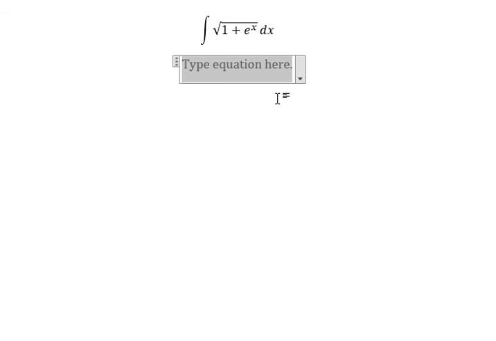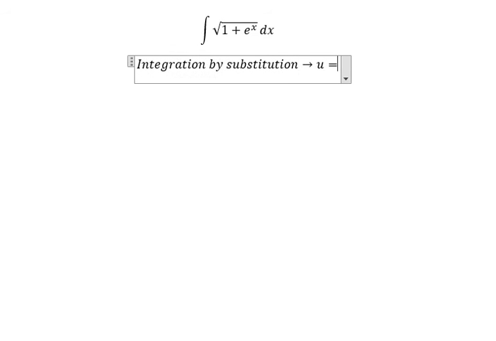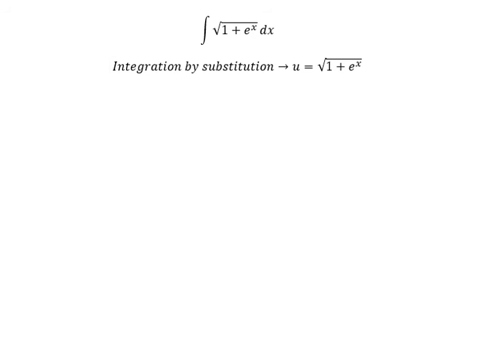We need to use integration by substitution. We put u equals the square root. Later we square both sides. So we need to find the value e to the power of s equal to u squared minus 1.